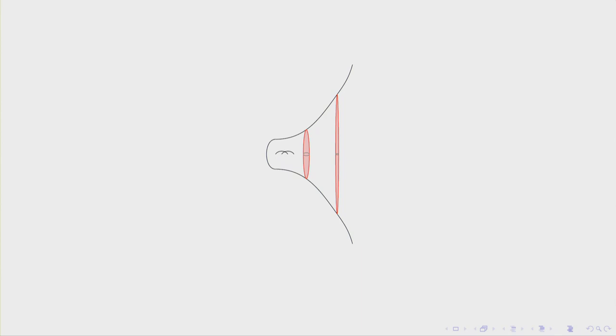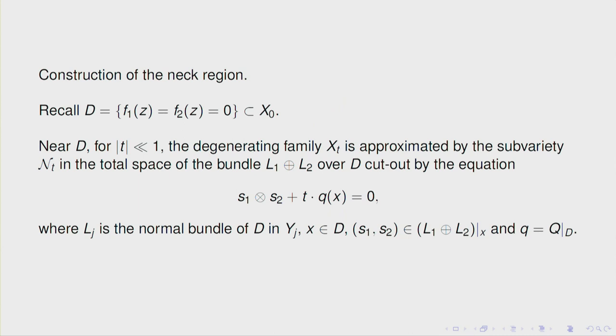So the metric looks like this. It looks like the part on the end of the picture before. Now the construction of the next region, that's really the heart of the work. But the idea is not complicated. Recall that this D sits inside X0. On each component, you can apply the Tian-Yau construction and get this Tian-Yau metric. But now if you look at the nearby X_t near D, you can also approximate it, this time not by a subset of a line bundle, but by a subset of the direct sum of these two line bundles, the Y1 component and the Y2 component.